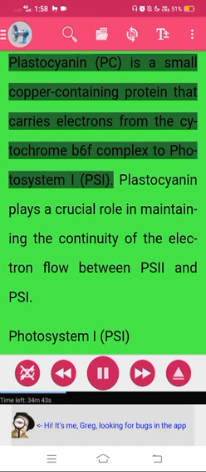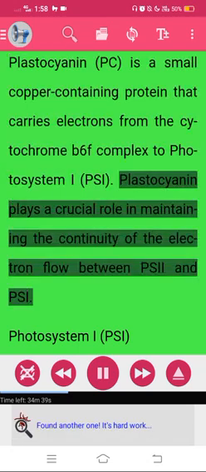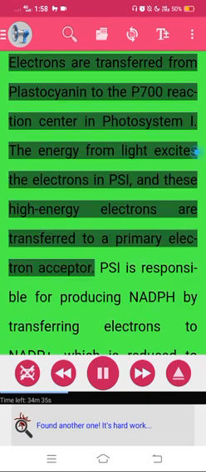Plastocyanin, PC. Plastocyanin is a small copper-containing protein that carries electrons from the cytochrome b6f complex to photosystem I, PSI. Plastocyanin plays a crucial role in maintaining the continuity of the electron flow between PSII and PSI. Photosystem I, PSI. Electrons are transferred from plastocyanin to the P700 reaction center in photosystem I.